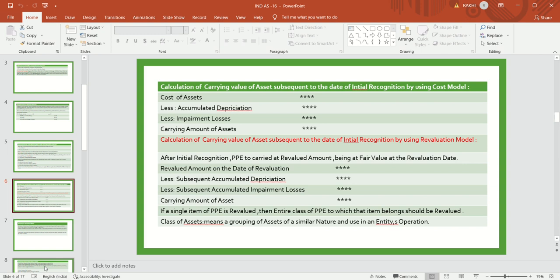Then they will deduct the accumulated depreciation and impairment loss if any, and that determines the carrying amount of the asset. So if a single item of PPE is revalued, then the entire class of PPE to which that item belongs should be revalued. If the land is revalued, then all 5 plots of land are revalued. Means if one land is revalued, all assets of the same class are revalued. Class of asset means a group of assets of similar nature and use in the entity's operations.